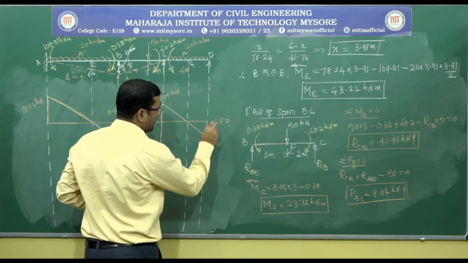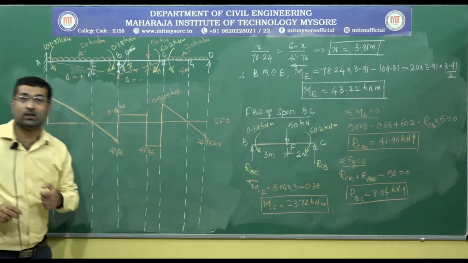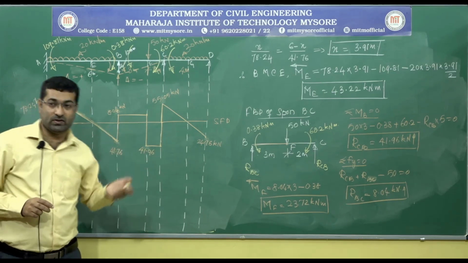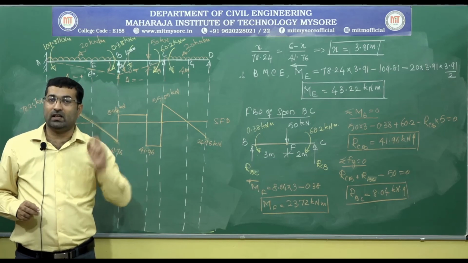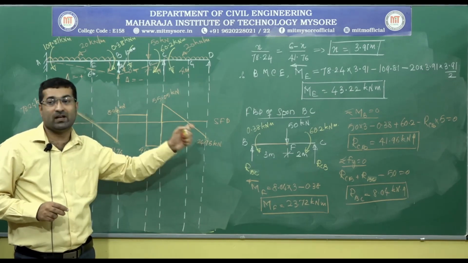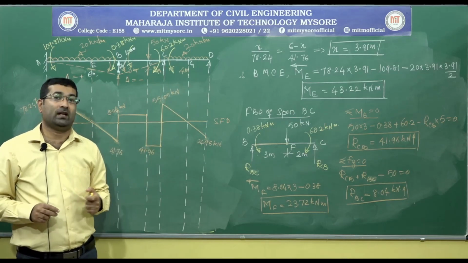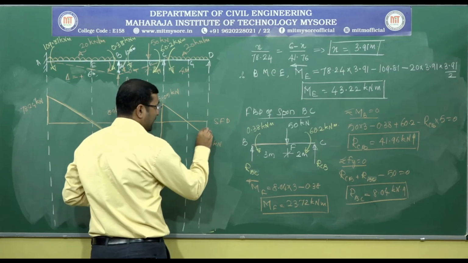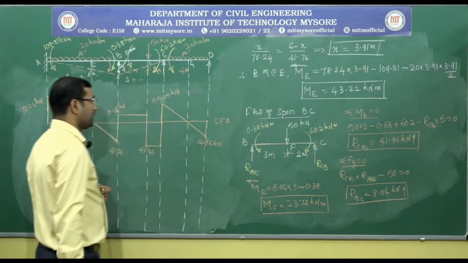But at point D we have a reacting component RDC. So RDC is positive as it is acting vertically upwards. So that is 24.96. This is minus 24.96 plus 24.96 gives you 0. So here it will end at this point.